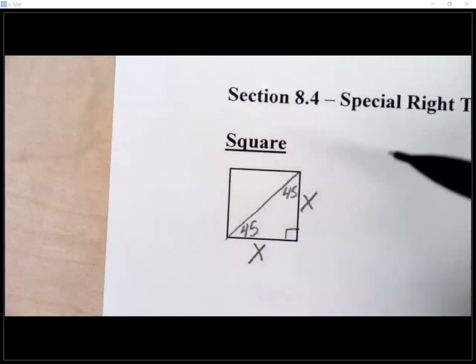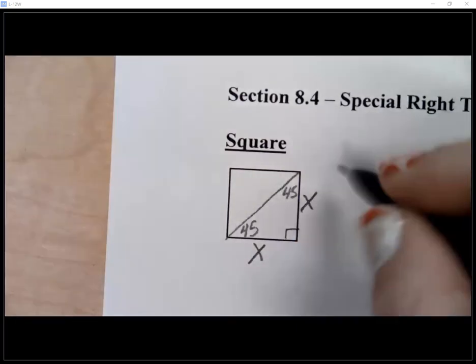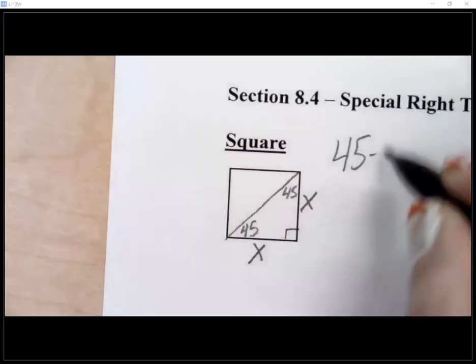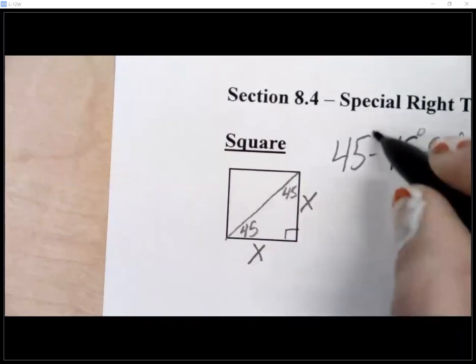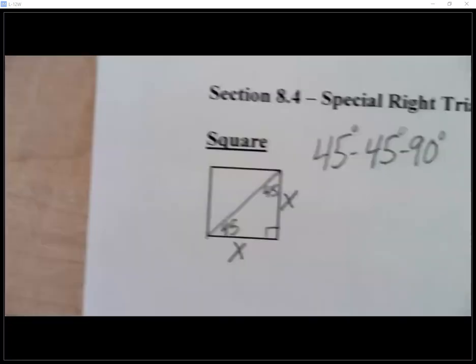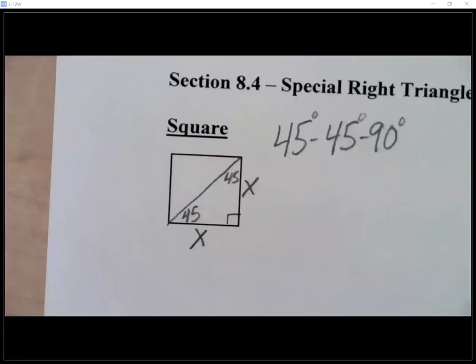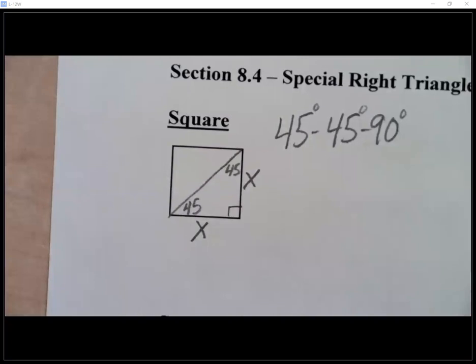Yes, Carson. Aren't they also both those triangles? Yes, they would be. So this is our first special right triangle called the 45, 45, 90, so named because of its angles, right? So we know it's an isosceles right triangle.